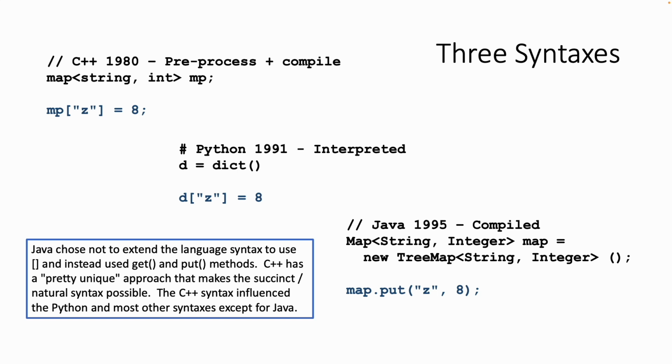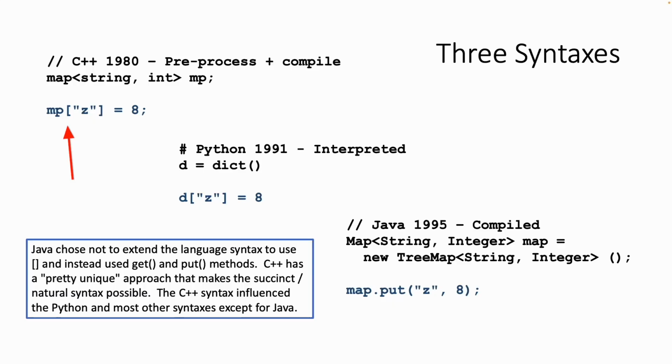So C++, which was the earliest, was a preprocessor plus a compiler; it turned into a compiler on its own eventually. But it has this concept of a map that has a separately selectable type of the key and type of the value, and it uses the square brackets: map, open square bracket, z, close square bracket equals 8. And that is in effect a put, right? That's like an insert into the map or update of the key, and it's a pretty succinct syntax.